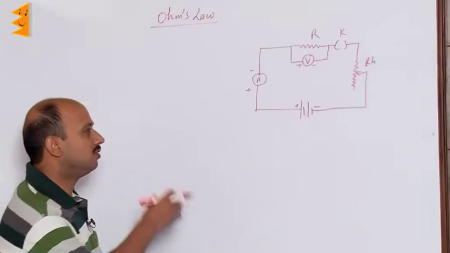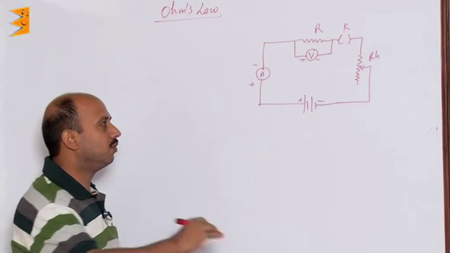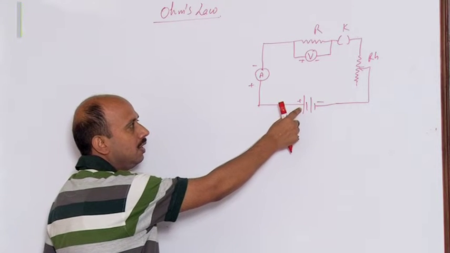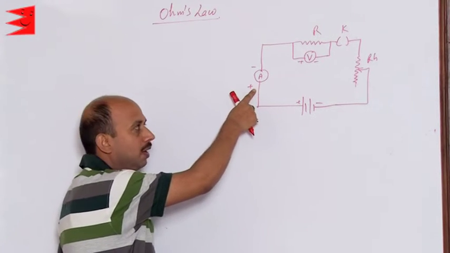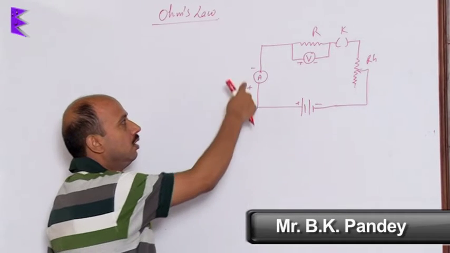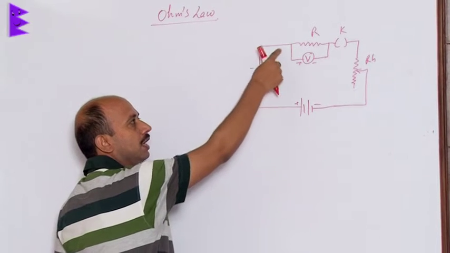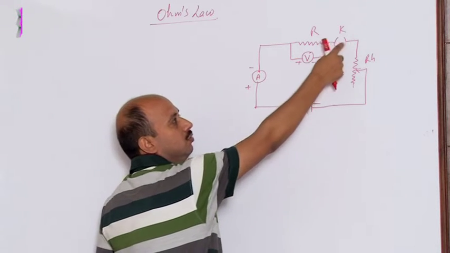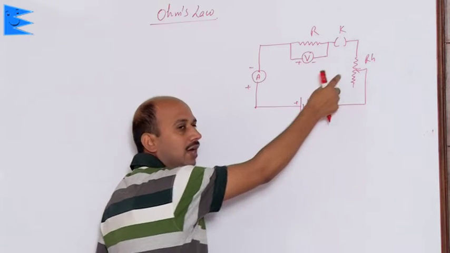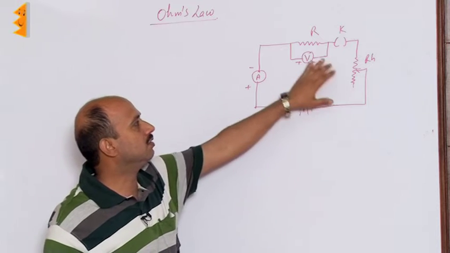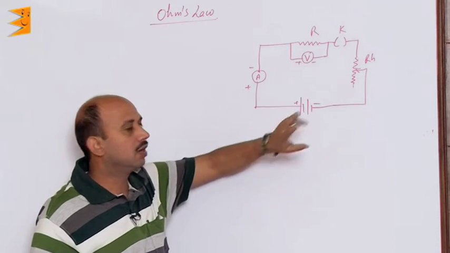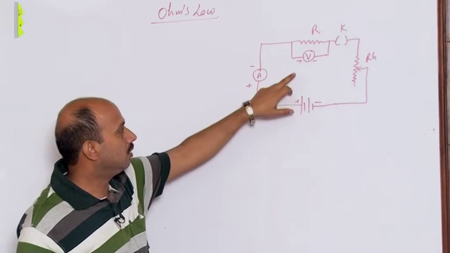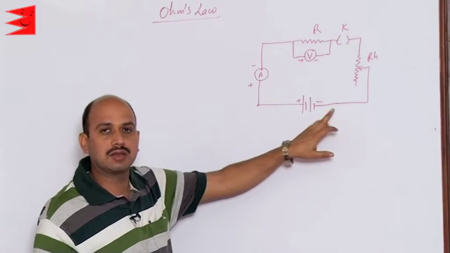Now see, while drawing this circuit diagram, you have to be very careful with the terminals of the battery. The positive terminal of the battery has to be connected with the positive terminal of the ammeter. Then the negative terminal of the ammeter is connected to the positive terminal of the voltmeter. Because resistance and rheostat have no positive and negative terminals, it does not make any difference where you connect. But for the voltmeter and ammeter, you have to be careful while connecting them in the circuit.